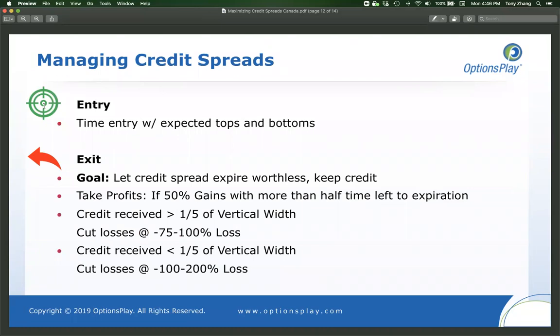So just to talk about a few more things before we jump over to Options Play and show you some real examples. Number one, we've talked about managing these credit spreads. So first of all, to get into these trades, you want to time your entries with expected tops and bottoms.